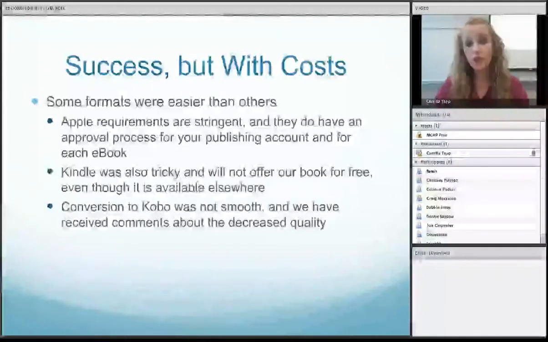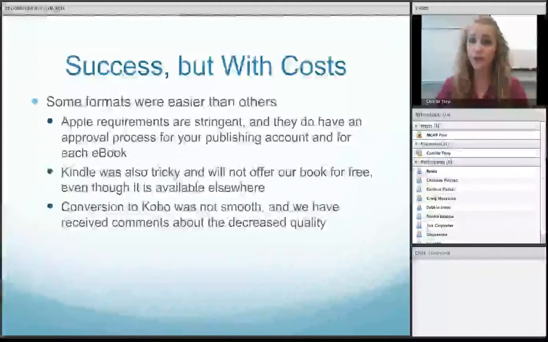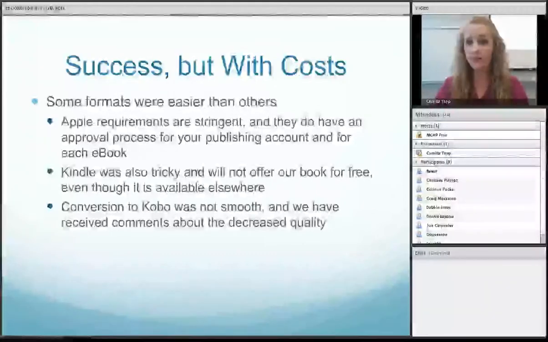Also, we had troubles with Kindle. I know that Kindle is a very popular platform, but it was tricky because they wouldn't allow us to offer a book for free, so we actually had to make it for charge, and would only allow us to offer it for free for certain amounts of time, even though the book's available elsewhere. So there's been some success applying, but even Kindle had its concerns. And then we also experienced a bit of a hiccup when we transitioned to Kobo. We converted to Kobo, and the formatting was strange and everything was kind of moving around. So it wasn't the quality level that we had anticipated.